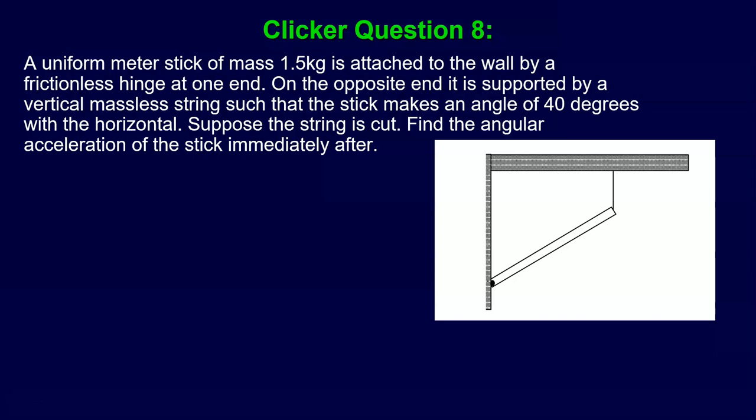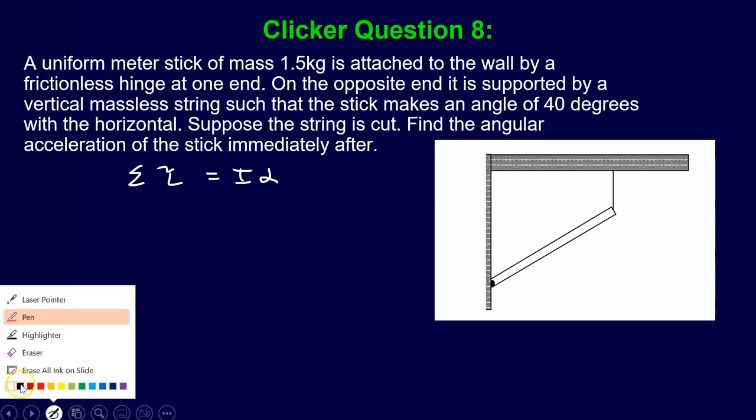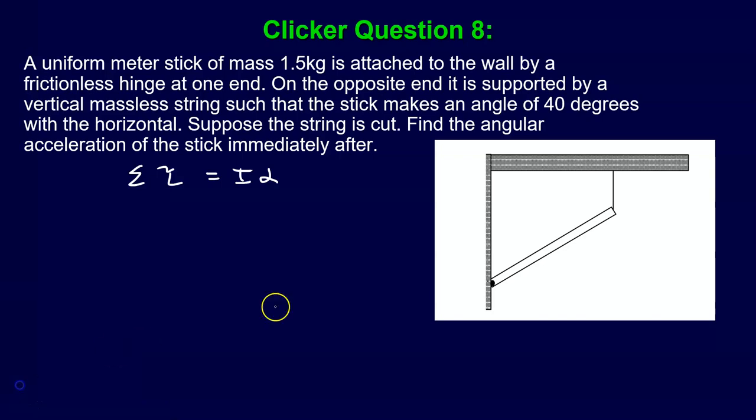Part B is now we're going to cut that string, and we want to find the initial angular acceleration. The way we're going to go about doing this is to say the sum of the torques equals I times alpha. So why don't you just stop for a second, think through this and see if you can get an idea, and we'll come back and talk about it. Okay, so we're going to figure out the torques on this, and then use our rotational version of Newton's second law.